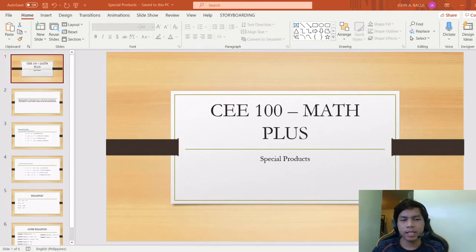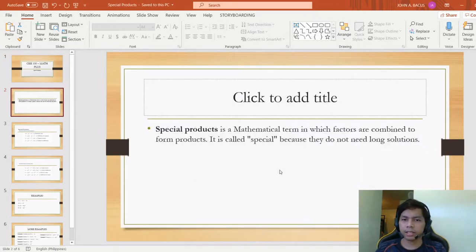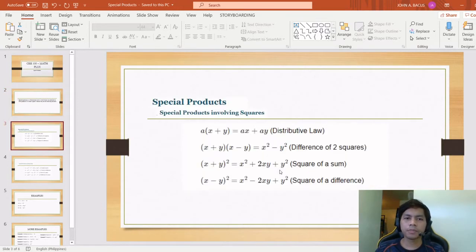Let's all now move to our next lesson, which is all about the special products. When we talk about special products, it's a mathematical term in which factors are combined to form products. It's called special because they do not need long solutions. So here are some of the special products that we need to know.